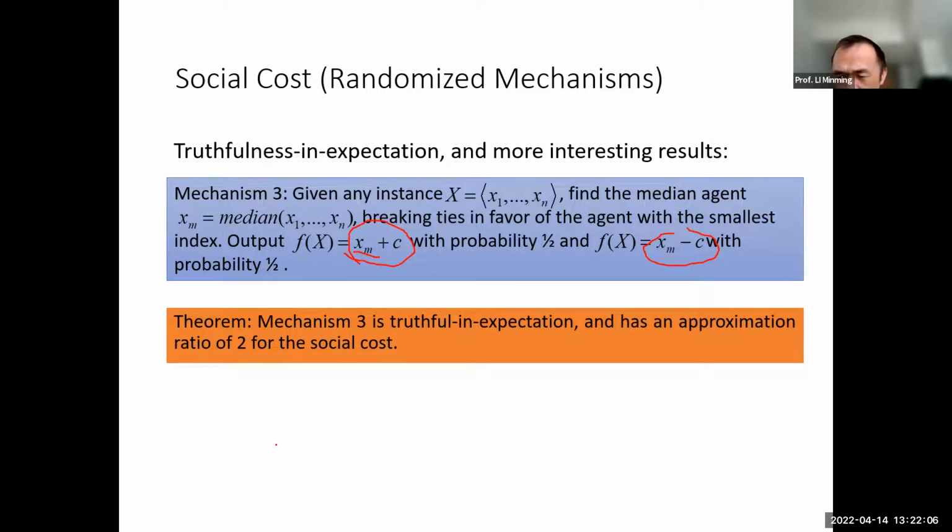Jian Chong asked a question: why is picking the median agent in mechanism 3 not group strategy proof? This detail, I guess I cannot explain here. If you're interested, you may refer to the paper. We have examples there. But it's good to ask the question.